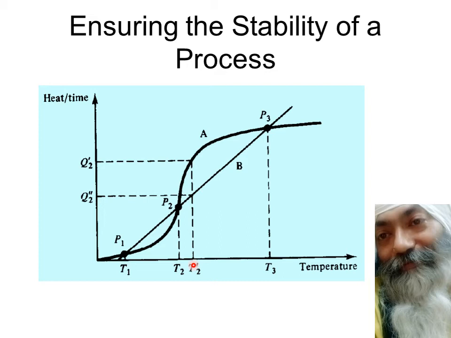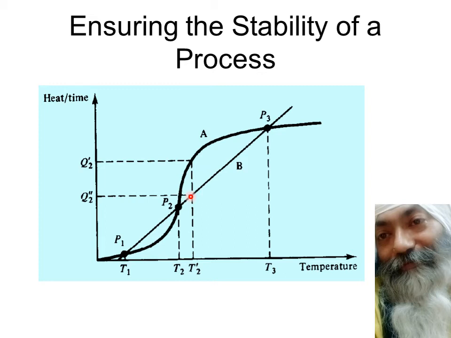For some reason some disturbance happens and it changes from P2 to, instead of going in from T2, it goes to T2 dash. It goes slightly higher. The moment it becomes slightly higher, see very carefully, at this temperature the heat produced is higher and the heat extracted is lower. At this point T2 dash, the heat produced will be Q2 dash, this much, and the heat absorbed will be Q2 double dash at this point.